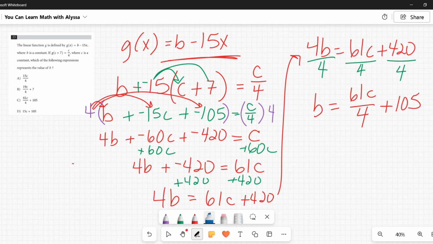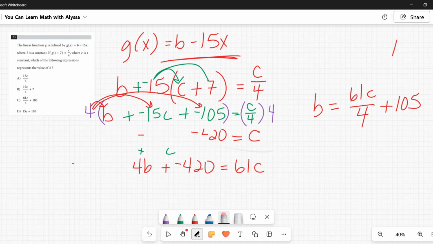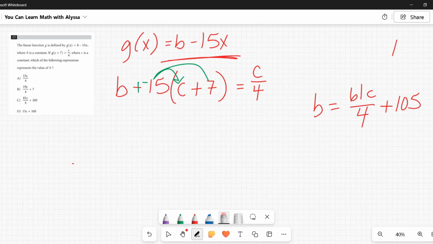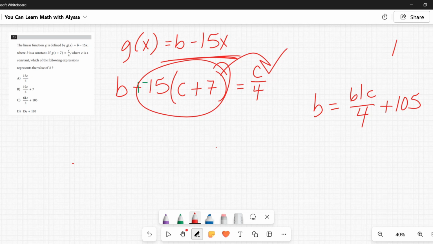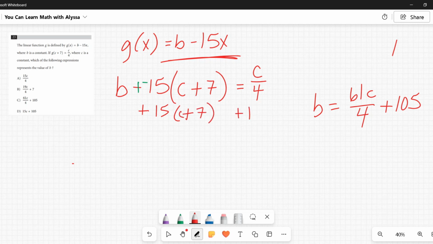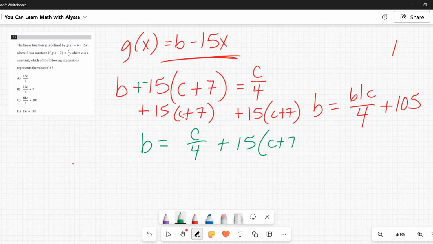If you're wondering, wait, didn't we just find the answer? We did. It's C, 61c over 4 plus 105. But I'm going to back it up and just show you. Go back to just this point. You could even move this whole thing over here first if you wanted to. Because it's plus a negative 15 times c plus 7, you could do plus a positive 15 times c plus 7 on both sides. And then you would have b equals c over 4 plus 15 times c plus 7.